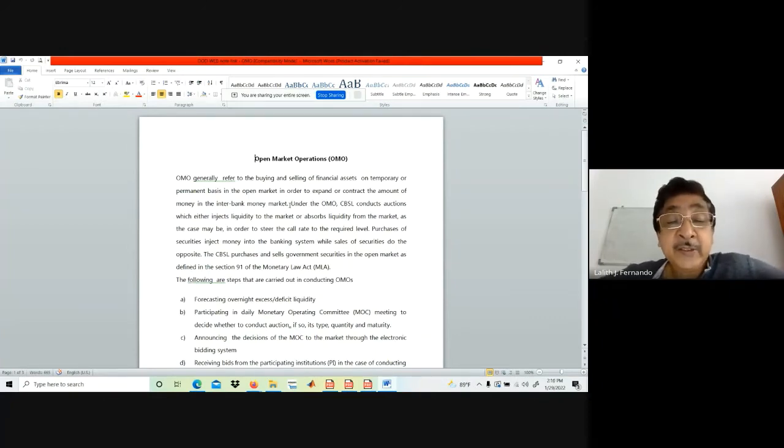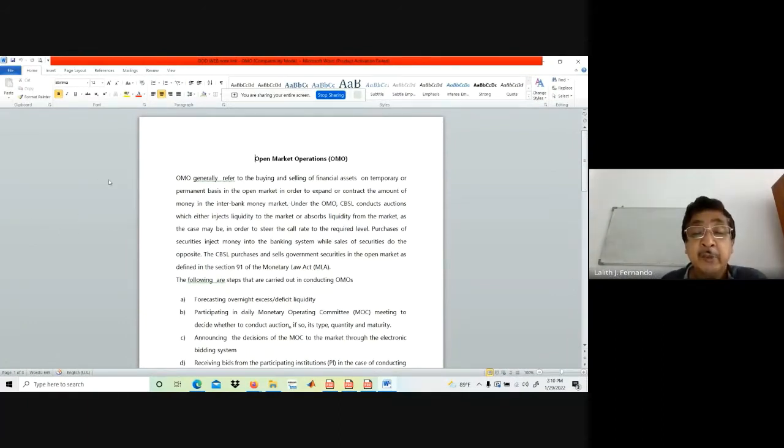The CBSL purchases and sells government securities in the open market as defined in Section 91 of the Monetary Law Act. Right, now you can see the point. Now, have you got the meaning there? Because this is very important. That is why I just want to quote from their documents rather than going through a book. Now just look at it.